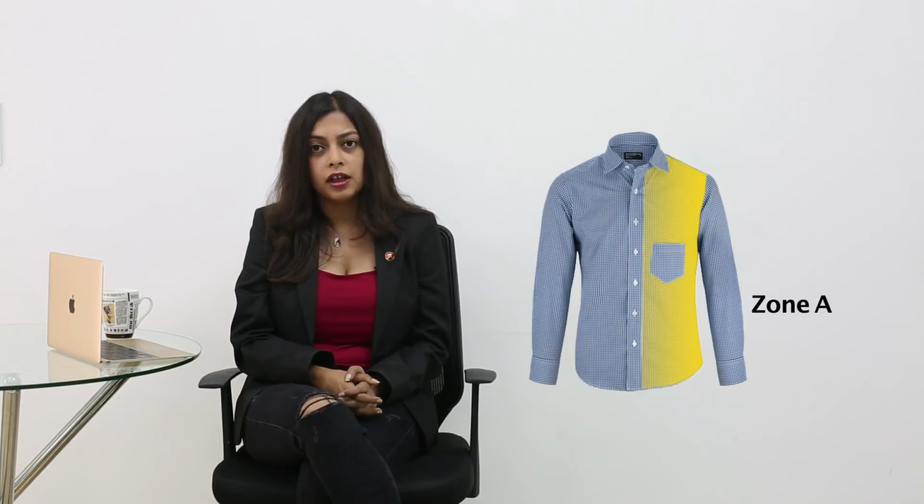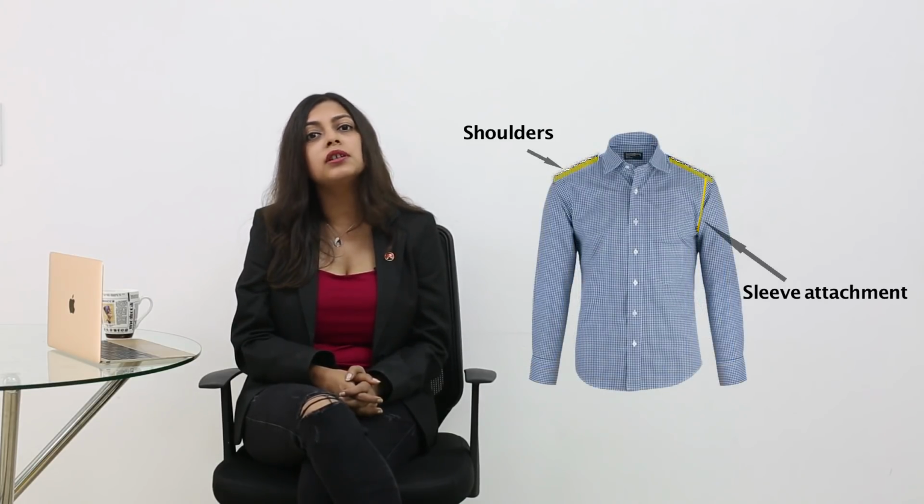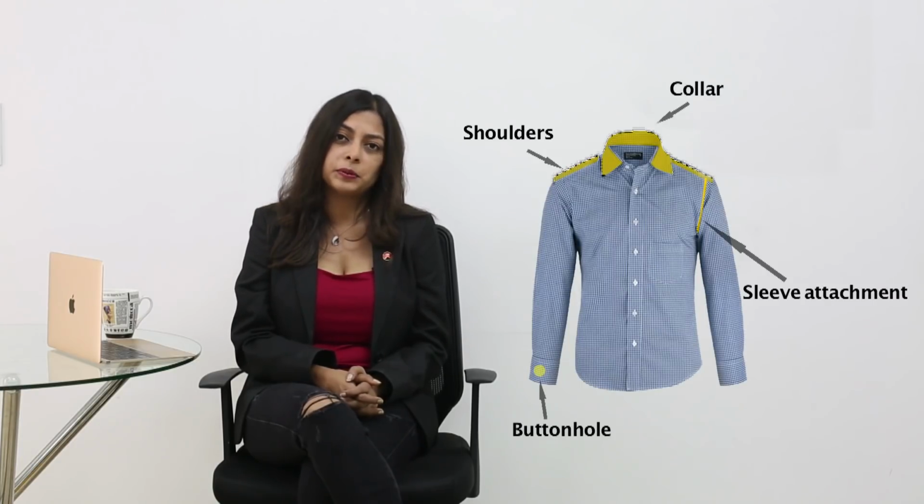Let us take an example to understand these points better. Let's say for a standard shirt, the first checkpoint should be the front panel because it resides in zone A of the garment. We need to check pocket placement, the placket and the puckering etc. in the stitching operations. The second checkpoint would be the back panel and the last checkpoint would be the overall assembly of the garment. We need to inspect shoulders, sleeve attachment, collar, buttonholes etc.